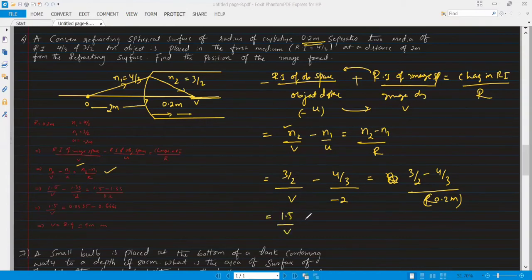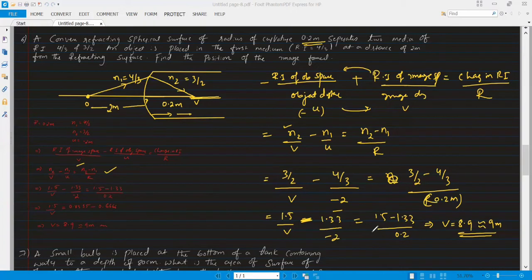1.5 divided by v. Then calculate, this is going to be 1.33 divided by minus 2. This was minus here, is equal to 1.5 minus 1.33 divided by 0.2. Substituting all the values clearly and calculating, we'll get v is equal to 8.9, or approximately equal to 9 meter. Okay, I hope you got this.